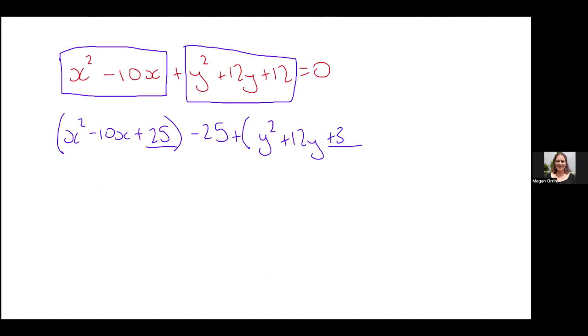If I add 36, I have to take away 36. But I've also got a 12 here, so I can't ignore that. I didn't have another number over here, so it was just minus 25, but I do.